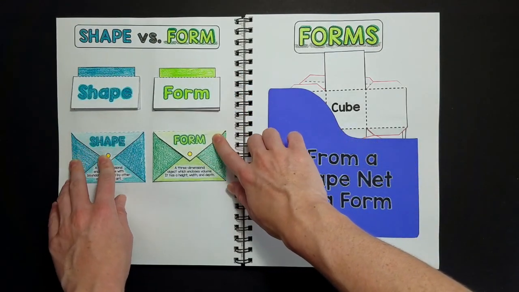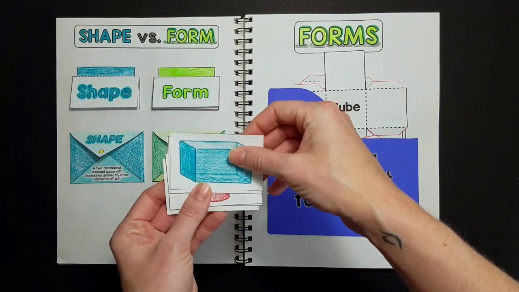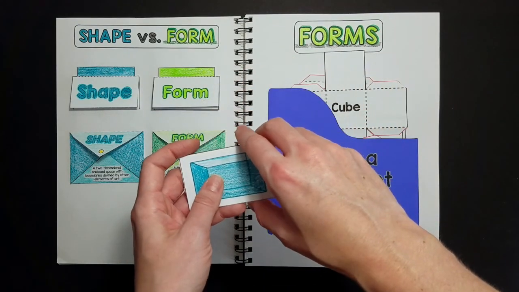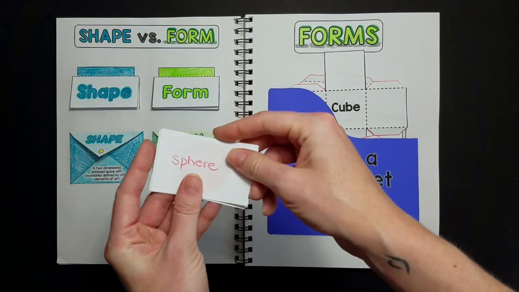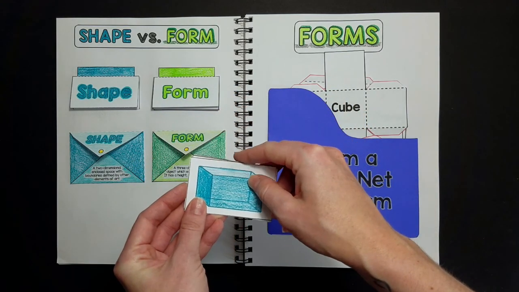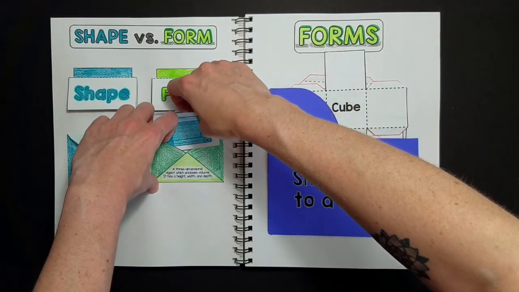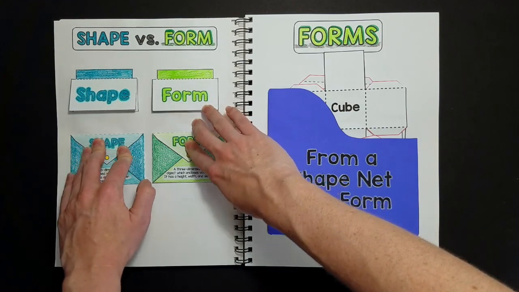And below that I have these two little envelopes, and these envelopes hold these little flashcards, and all of the flashcards have different shapes on them. So your students are going to color those in accordingly, and then on the back they're going to write the name of that shape or form. Then they'll sort between the shapes and the forms and put them in their correct pocket, and that holds them really well. So you can see I have shapes tucked into that side too.